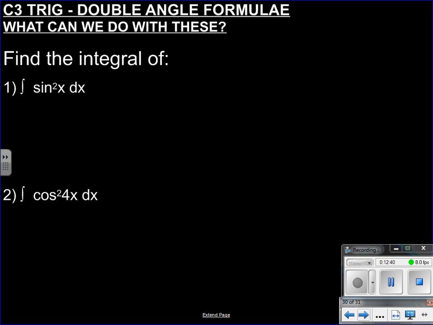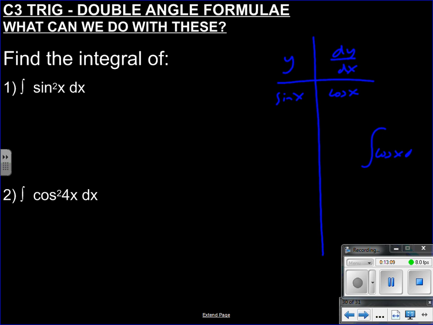I'm going quite ahead of where you're at the moment, but I just really want to emphasize some stuff. So we can't integrate sine squared or cos squared. You can't do it, because when you integrate, as you know, it's the opposite of differentiation, right? So if sine x differentiates to cos x, if I integrate cos x, I go back to sine, don't I? Plus c. I get sine x plus c. Do you see?